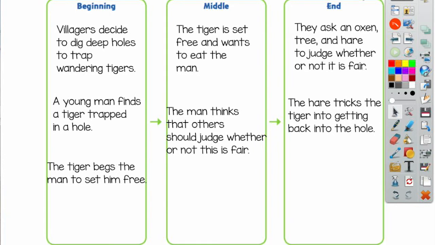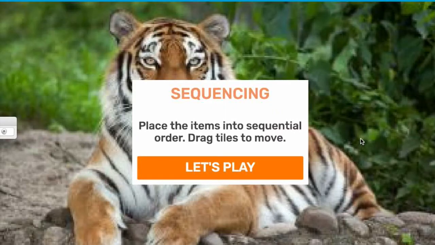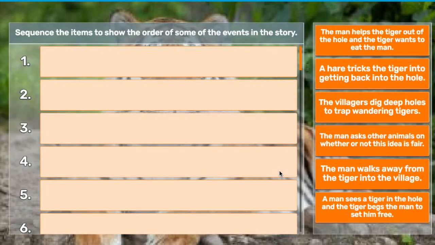Now that we've filled out this beginning, middle, and end chart, let's play a fun game where we sequence the events of our story. Okay, so this is a really fun sequencing game that I use with my class on Active Inspire. It does time you, but for this video, we're just going to do it together, and we're not going to worry about the timer. So we have to sequence the items to show the order of the events in the story.